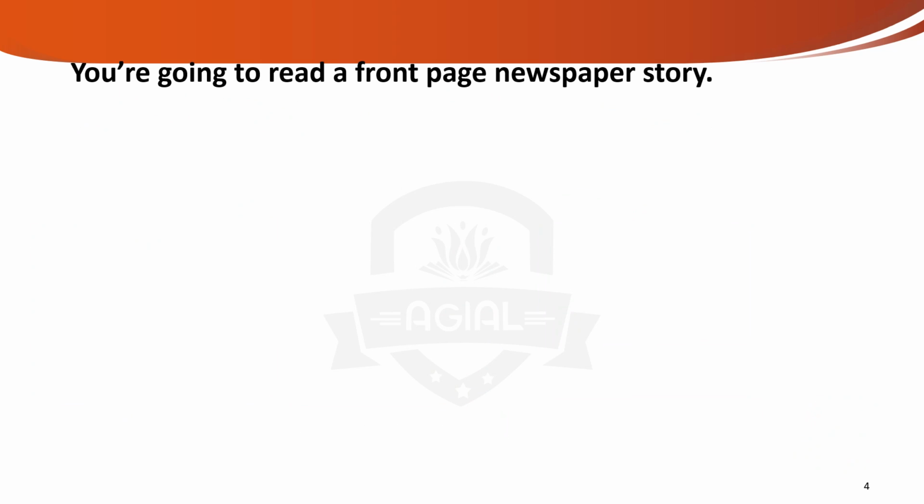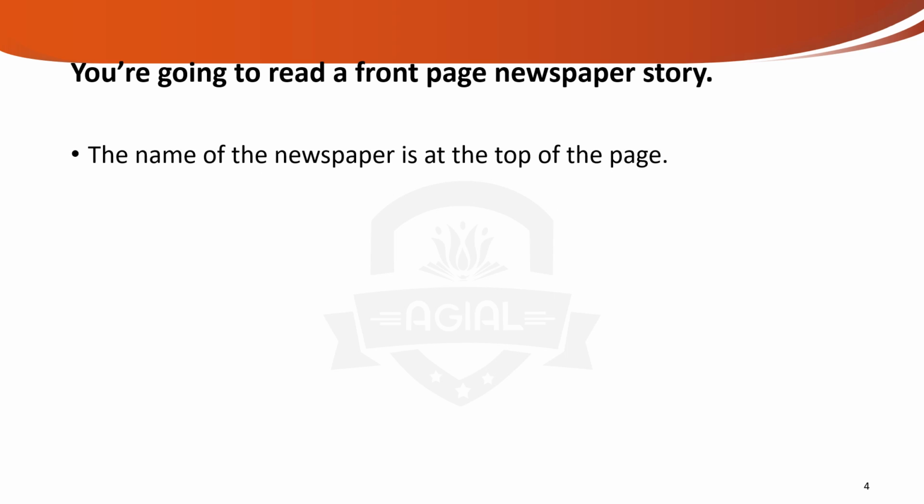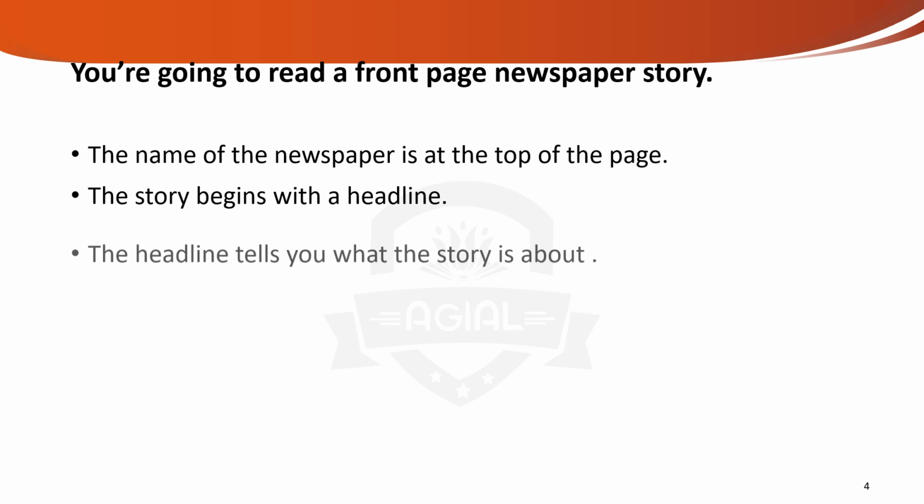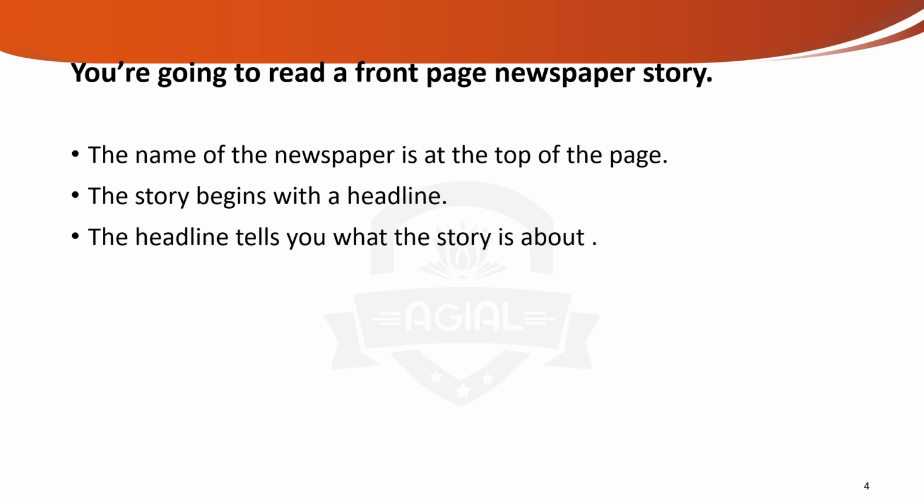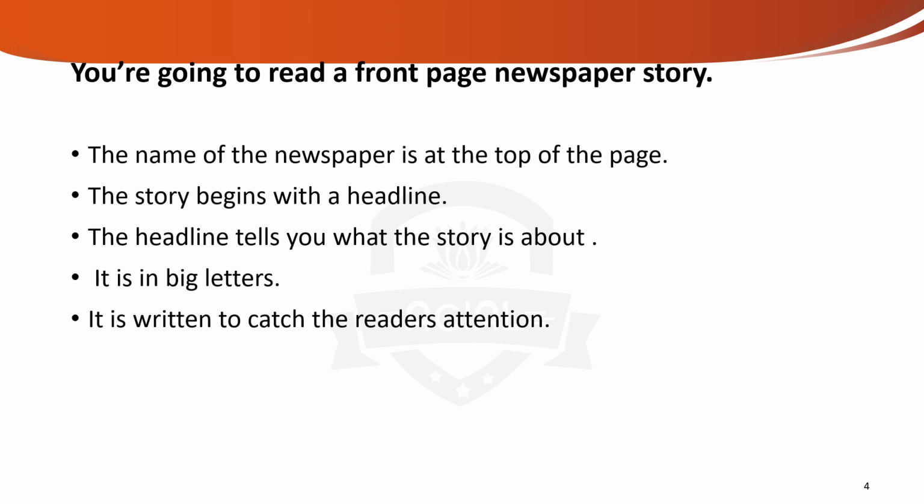Now we're going to read a front page newspaper story. And what will you find in it? Now you're going to find the name of the newspaper at the top of the page. What else? The story begins with a headline, and the headline tells you what the story is about. It is in big letters, of course, and it's written to catch the reader's attention. Let's see the front page of the newspaper.